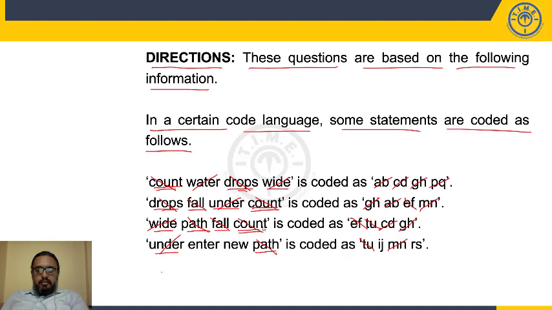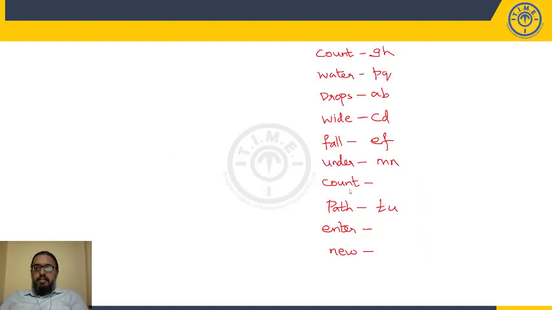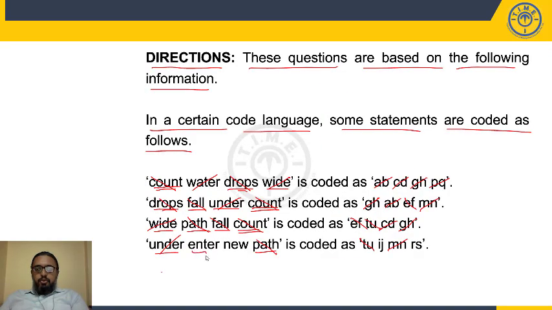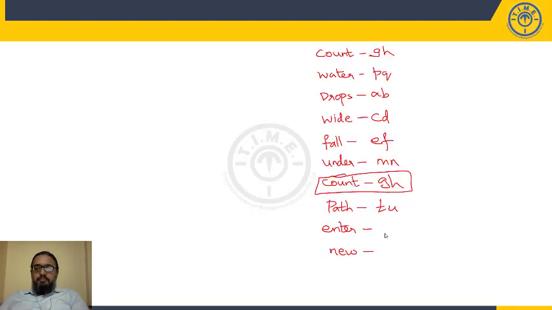Then, oh, count is already written, so I have repeated it again. Okay, so it is already GH. Then the remaining two words are enter and new, correct? So the remaining two codes are IG and RS. So we will have to write this as IG or RS, and here RS or IG. Okay, so this is the list that you have.